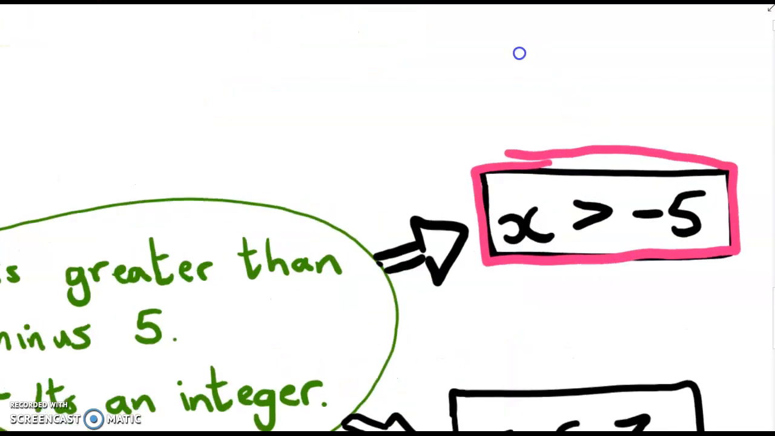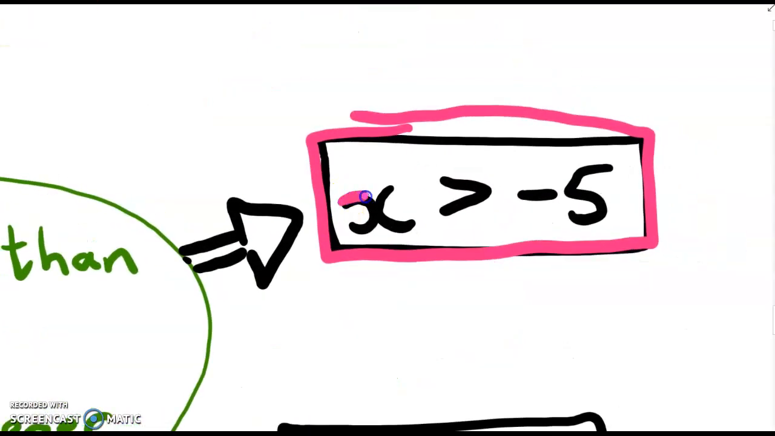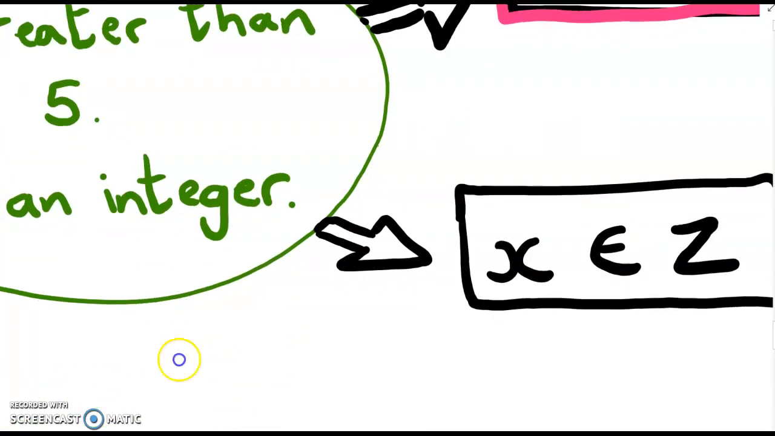Let's zoom in on this. It says that x, and the big part of the symbol is pointing at x. That means that x is bigger than whatever's over here. So x is bigger or greater than minus 5. Lovely. And it's an integer.